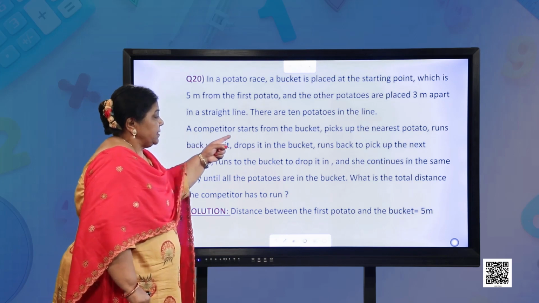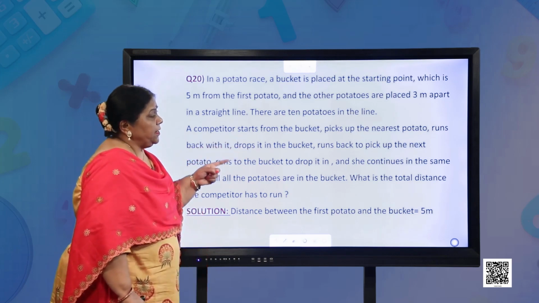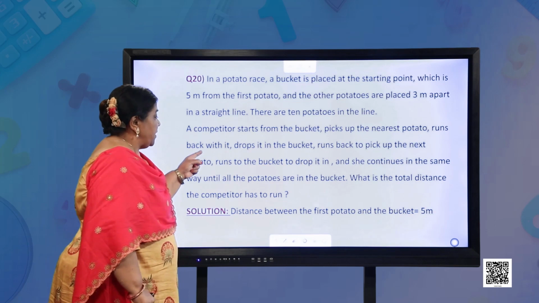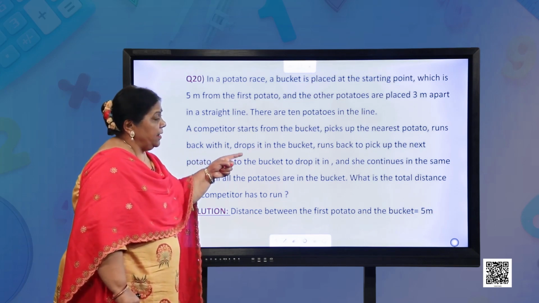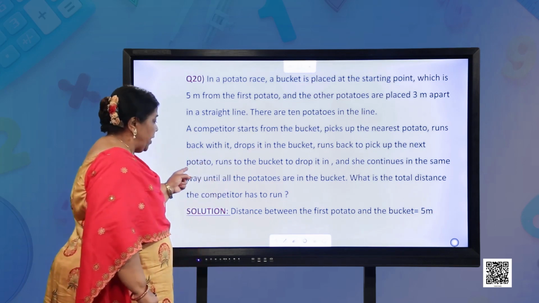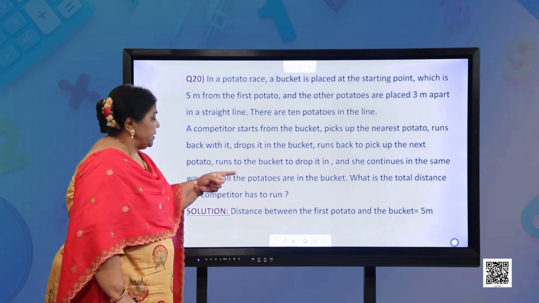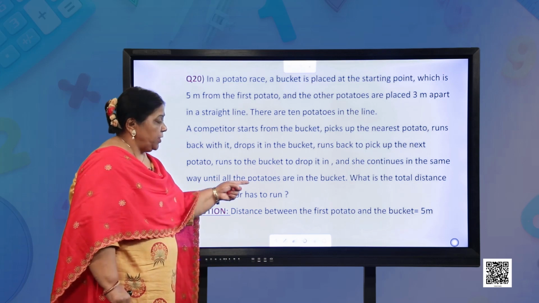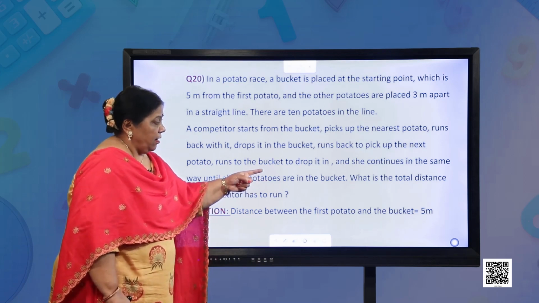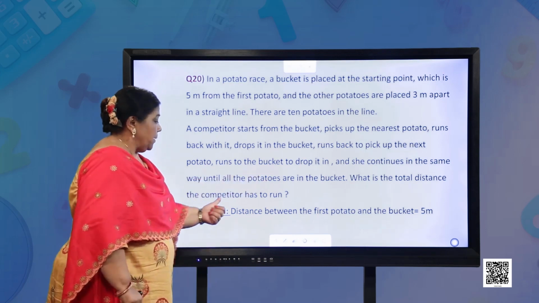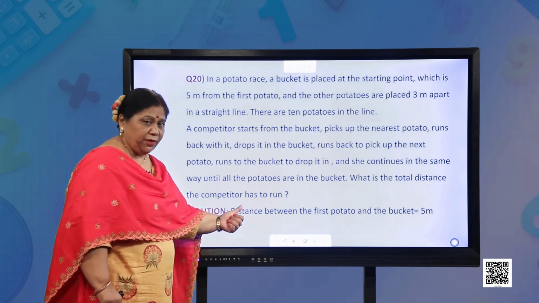A competitor starts from the bucket, picks up the nearest potato, runs back with it, drops it in the bucket, runs back to pick up the next potato, runs to the bucket to drop it in, and she continues in the same way until all the potatoes are in the bucket. What is the total distance the competitor has to run? We have to find out.